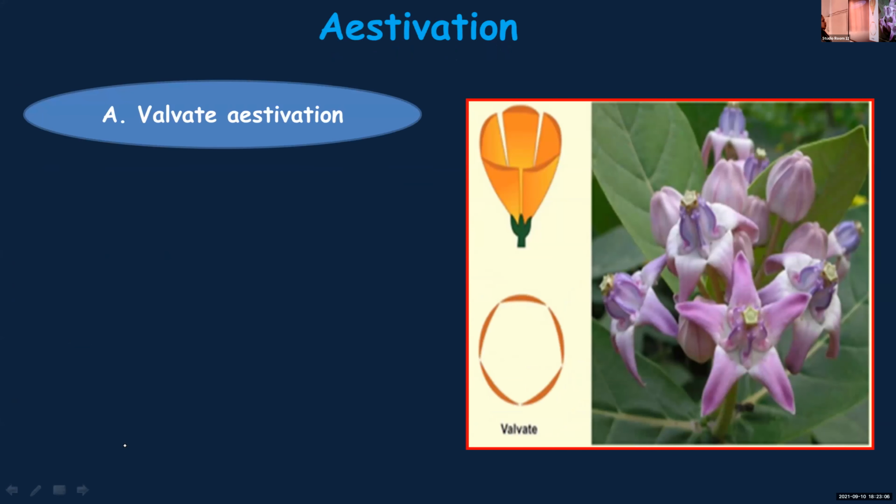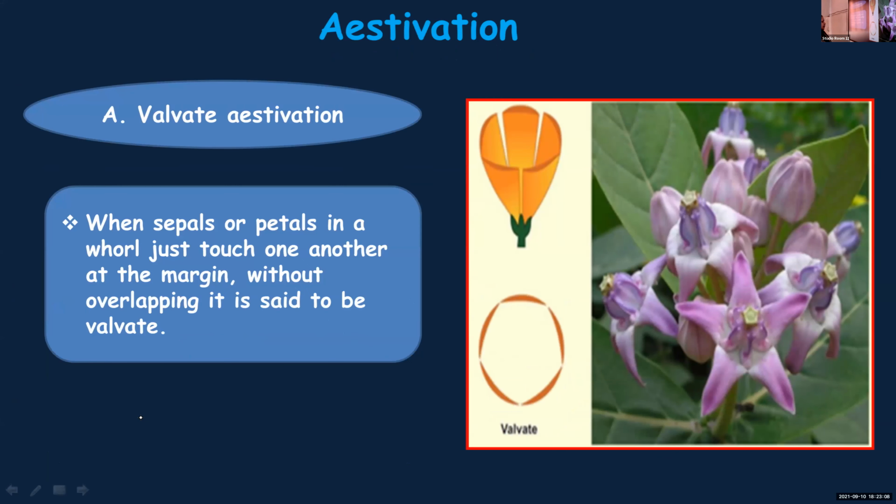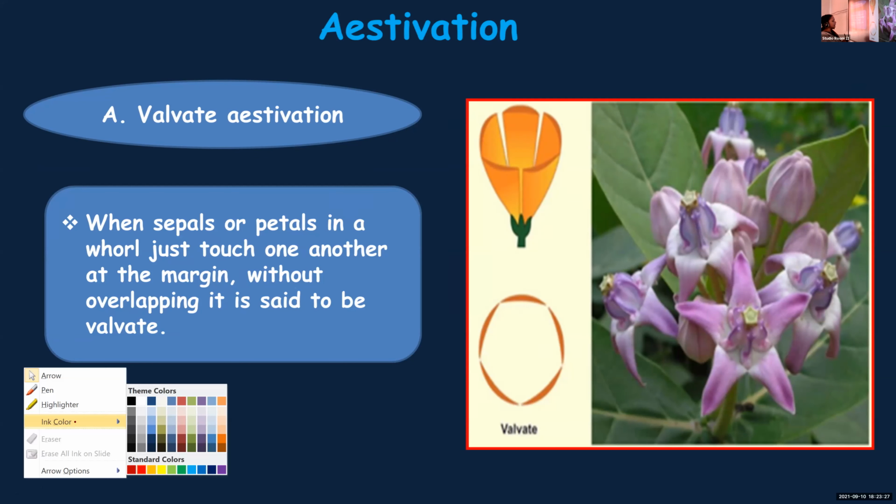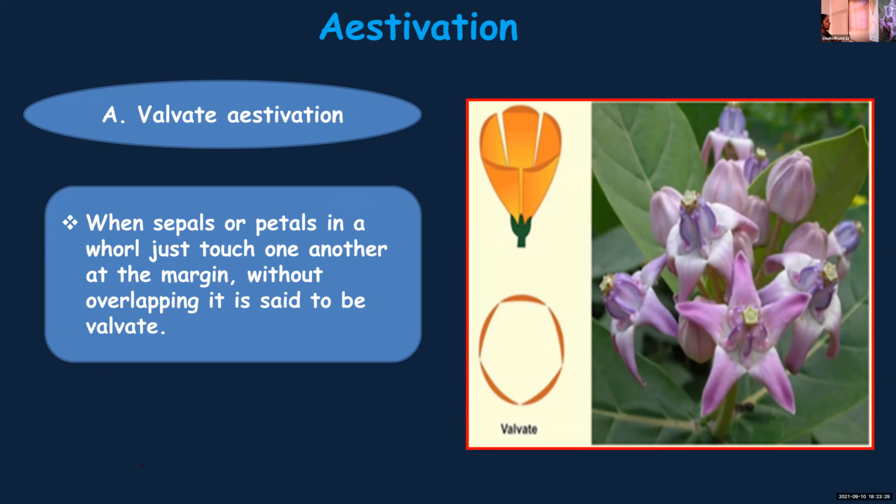We'll start with the first one, valvate aestivation. In valvate aestivation, sepals or petals are arranged in such a way that they just touch each other at the margin, but there is no overlapping. Each floral appendage is just touching the other without overlapping. Such an arrangement is known as valvate.